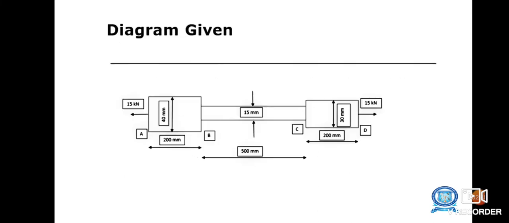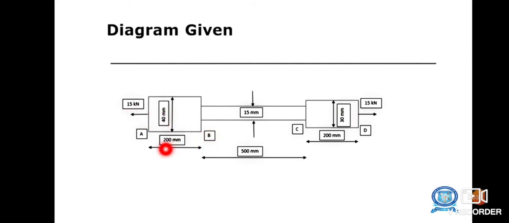So that is the given diagram. Listen. The first portion is AB, the second portion is BC, and the third portion is CD. The AB portion diameter is 40 mm. The BC portion diameter is 15 mm. The CD portion diameter is 30 mm. The load acting is a tensile load, that is, a pulling load.